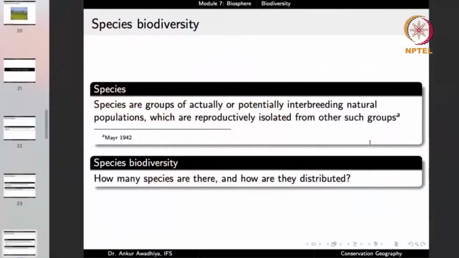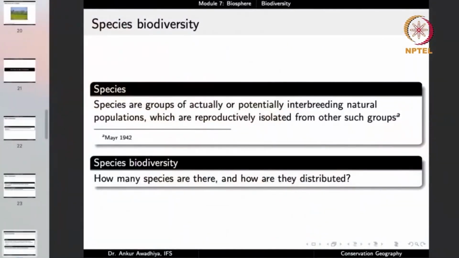Now, this is how we define species: groups of either actually interbreeding or potentially interbreeding natural populations which are reproductively isolated from other such groups. So when we say that tiger is a species, it is because tigers are able to actually or potentially interbreed amongst themselves, and they are reproductively isolated from other species such as lions, or such as horses or donkeys or any other species. So there are two criteria. One, if we say that this is a species, then organisms should be able to breed amongst themselves. And two, they must not be able to breed with any other species. Only then we will say that this is a species.